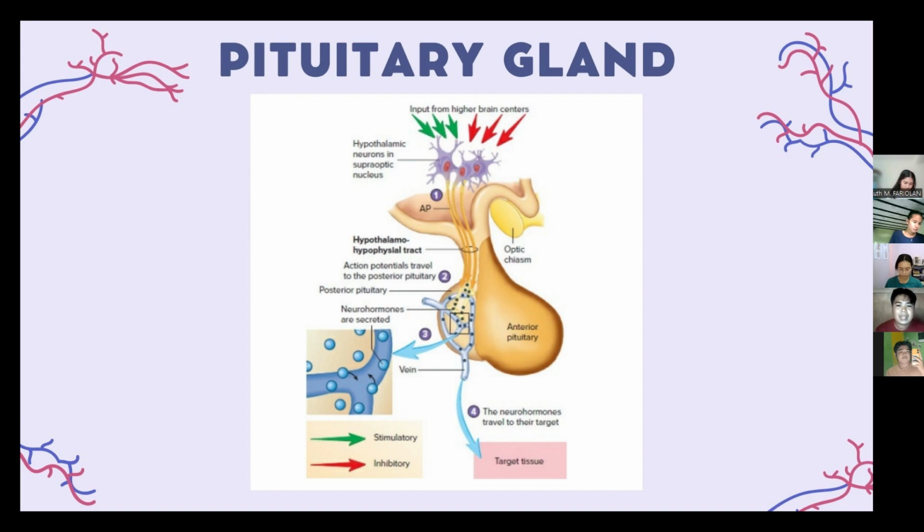The axon endings of the neurons store neurohormones in the posterior pituitary. In the posterior pituitary gland, action potentials cause the release of neurohormones from axon terminals into the circulatory system. The neurohormones pass through the circulatory system and influence the activity of further target tissues.